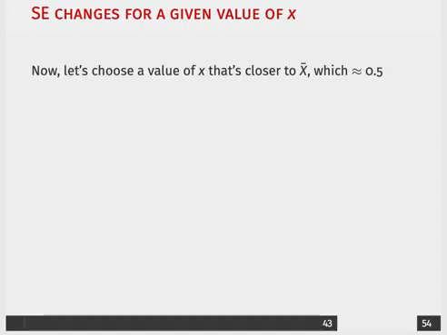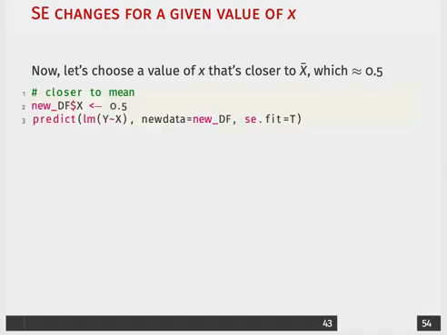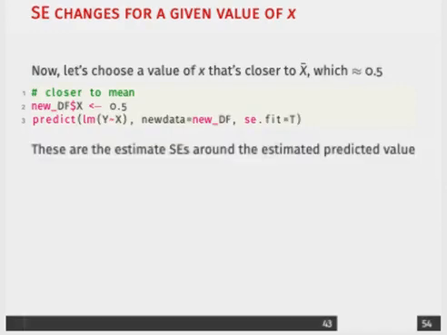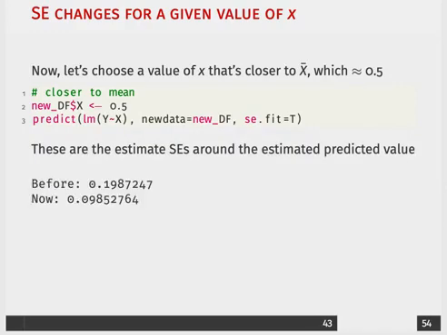To prove to you that the standard errors are actually going to change for every given value of x, and again, that's due to the fact that we have more certainty around the center of the distribution of x, let's choose a value that's closer to that center, whereas x equals 0 is farther away. So if our selected value for x naught is now 0.5, which is approximately the mean value of x, and we do that same prediction, we then look at the estimated standard errors around these two predicted points.